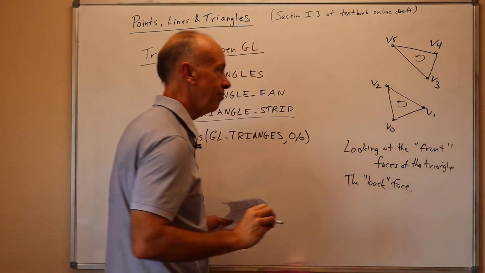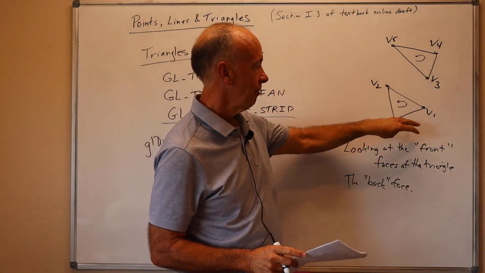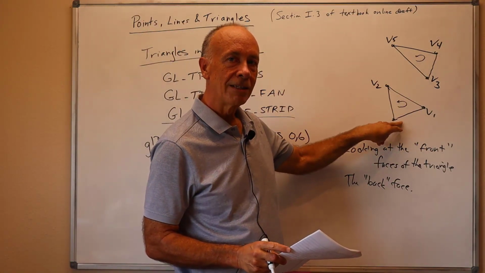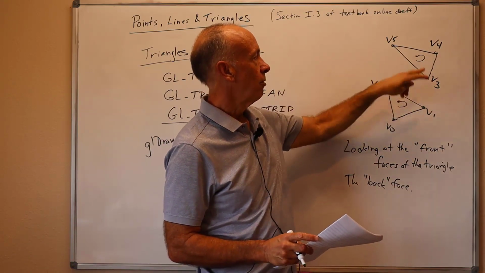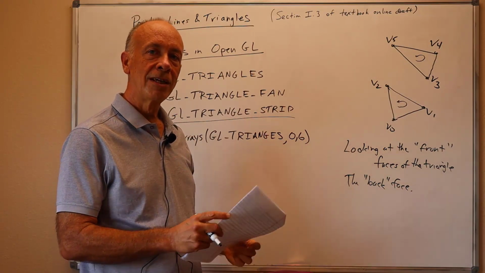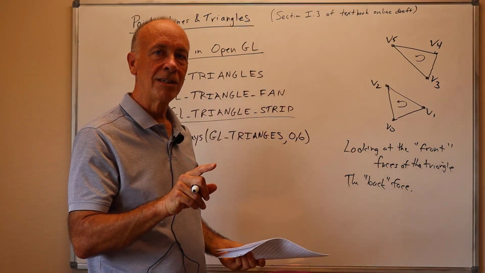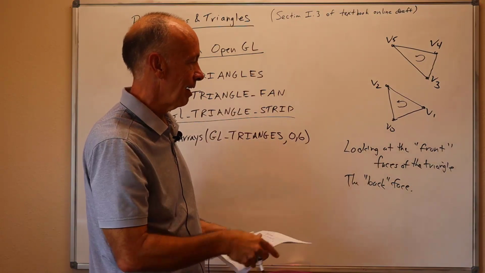And how do we tell the difference between the front face and the back face? Well, it's from the direction of the vertices. When we're looking at the front side, V0, V1, V2 come in counterclockwise order. V3, V4, V5 come in counterclockwise order. If we were looking at the back side of the triangles, you'd see V0, V1, V2 in clockwise order, going instead of going this way, going this way.